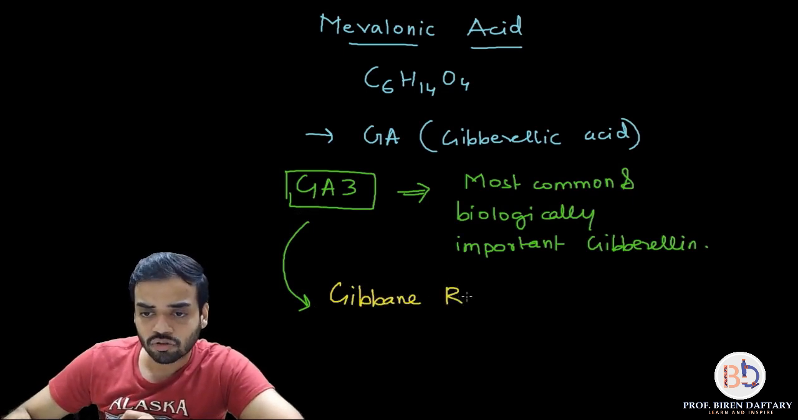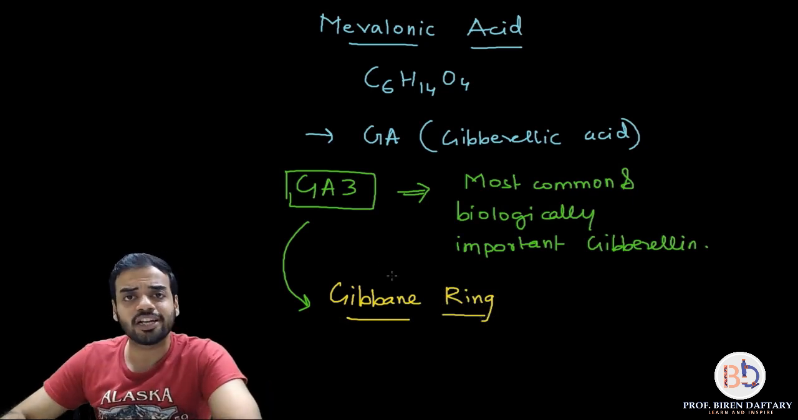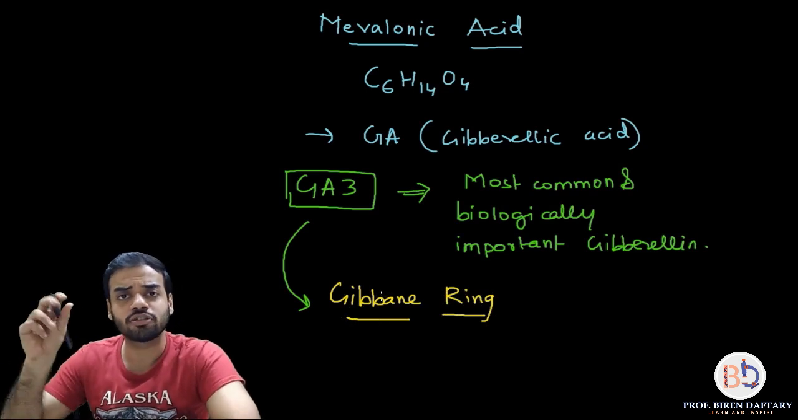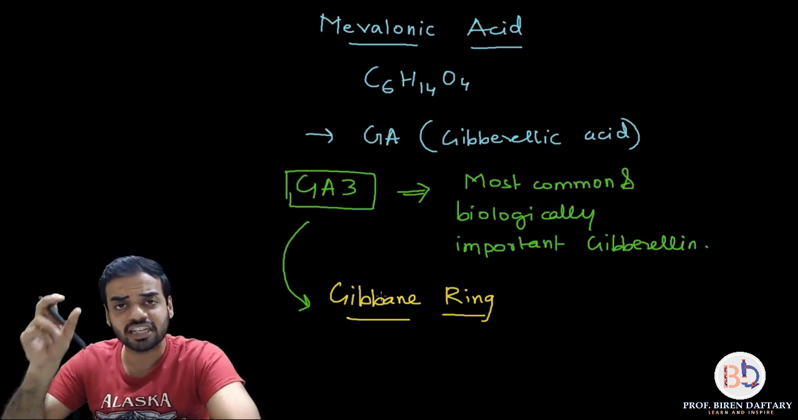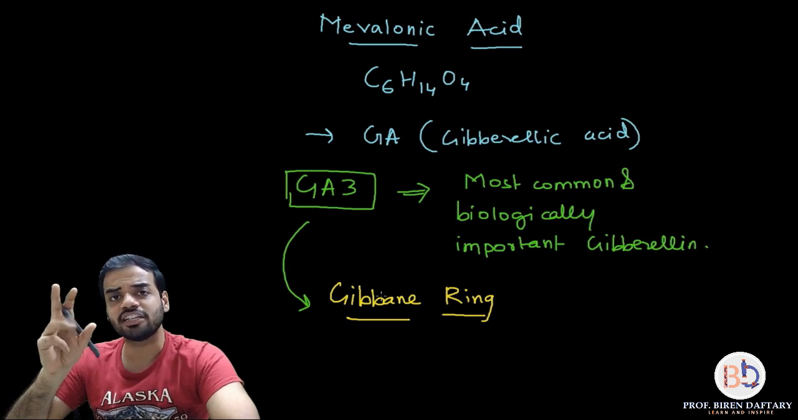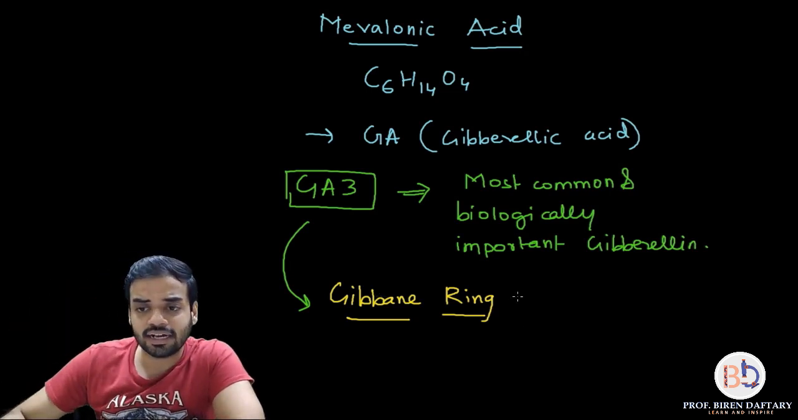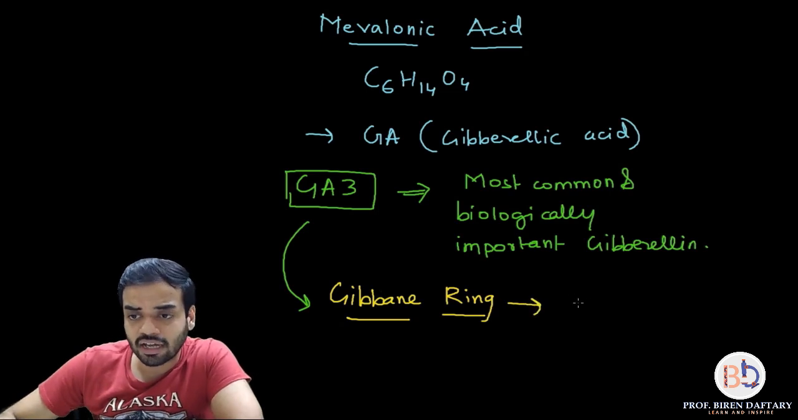GIBBANE. In the state board textbook, the spelling of this gibbane is wrong. They have added an E somewhere over here. So the ring is called a gibbane ring. And what is a gibbane ring? A gibbane ring is made up of 4 circular rings, and these rings are called isoprene units.